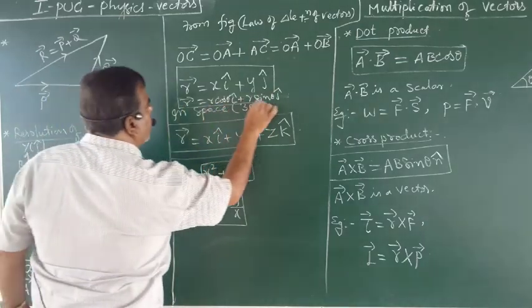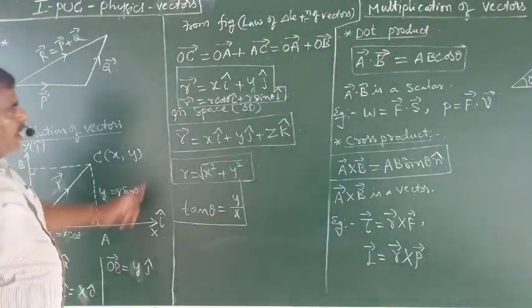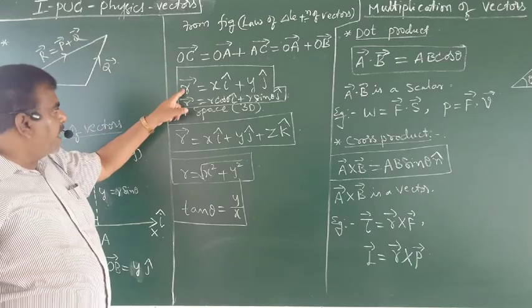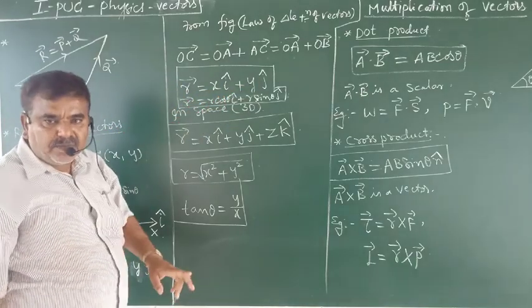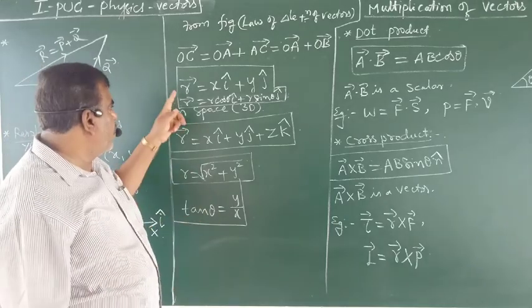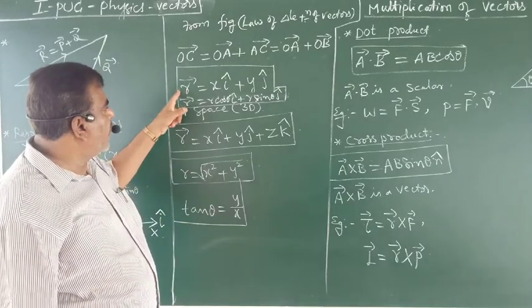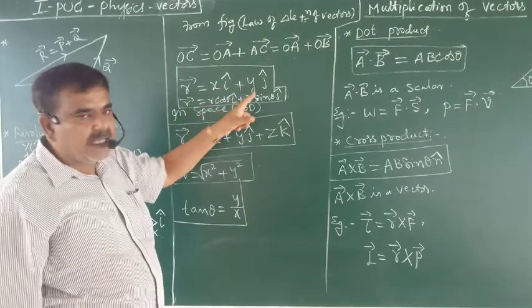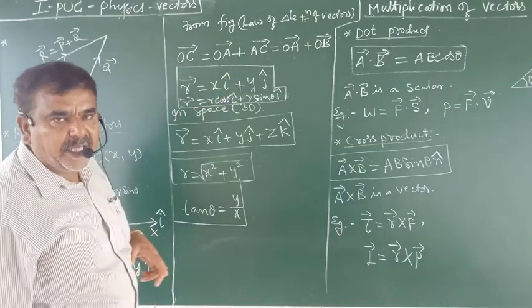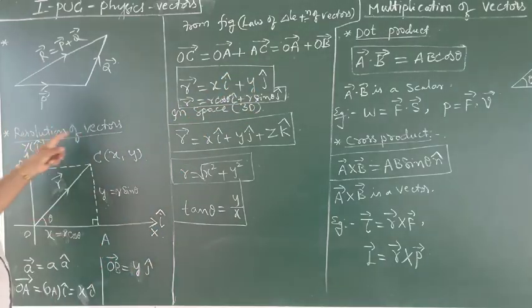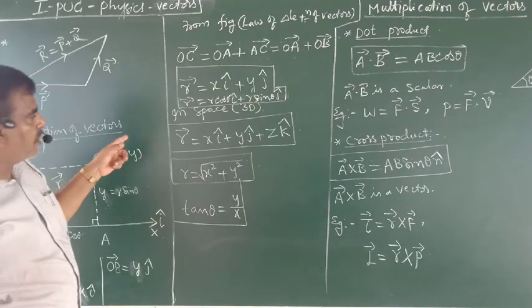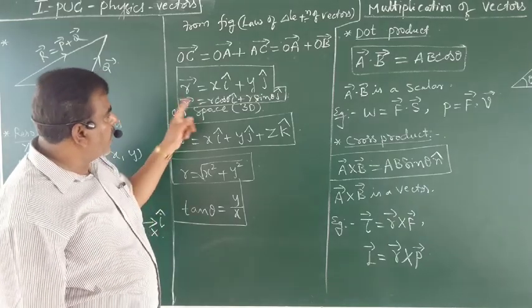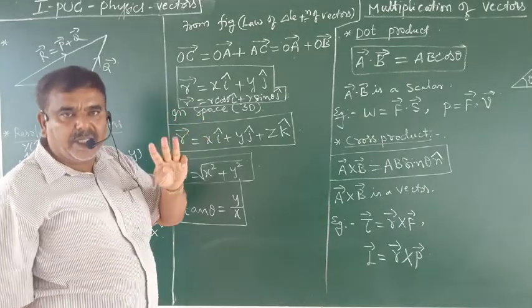Observe here, I have split a single vector into two parts, two components. The process of splitting a vector into rectangular components is called resolution of vectors. This is the meaning of resolution of vectors. In space, we need three coordinates.